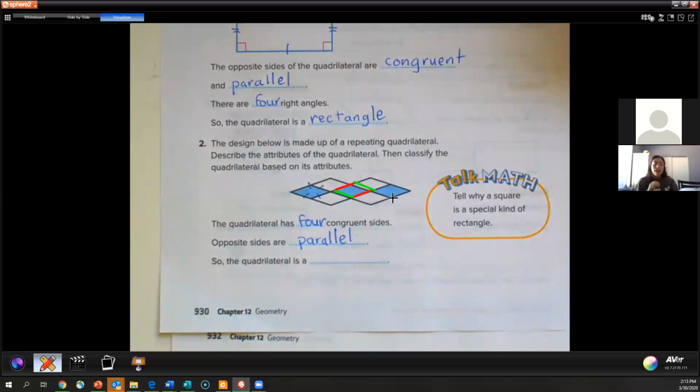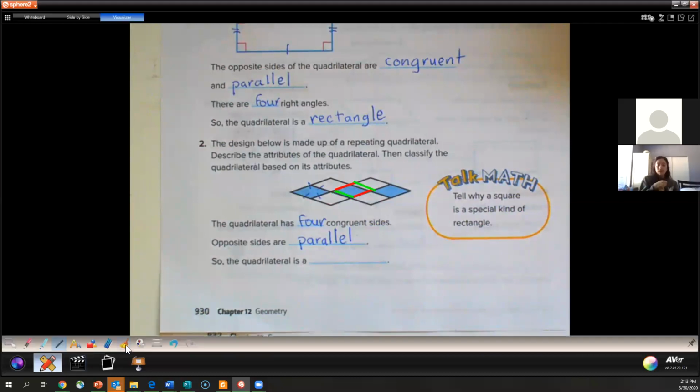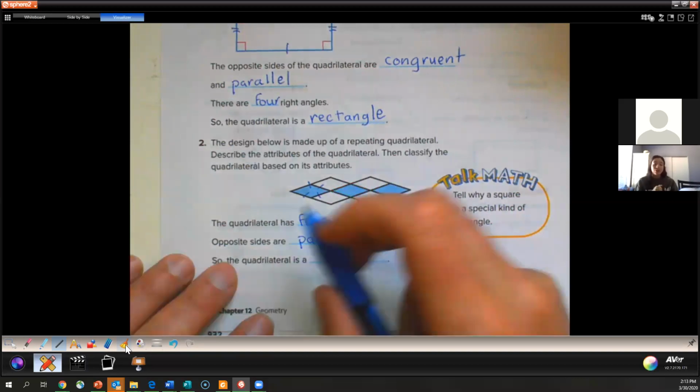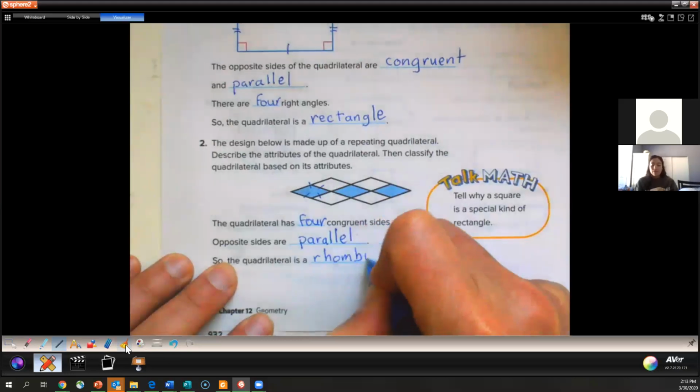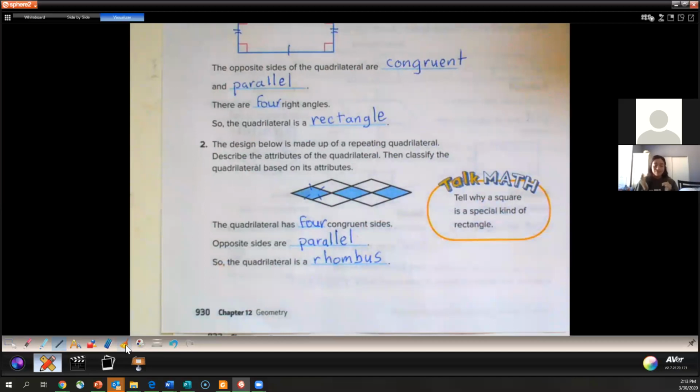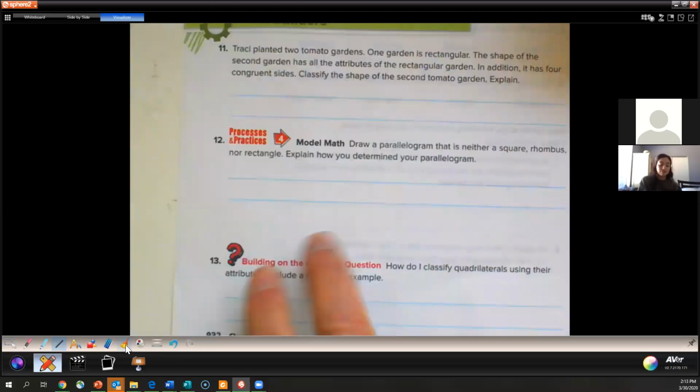Perfect. And our third line is going to read, so the quadrilateral is a, and if you need to, scroll the video back to that chart and look at all the different attributes of each shape that we identified. And if you said that the quadrilateral is a rhombus, you would be correct. 100 points for you. So let's write rhombus. It's R-H-O-M-B-U-S. Voila, perfect. So let's move on to the independent practice, boys and girls.